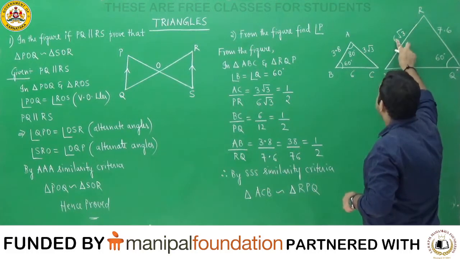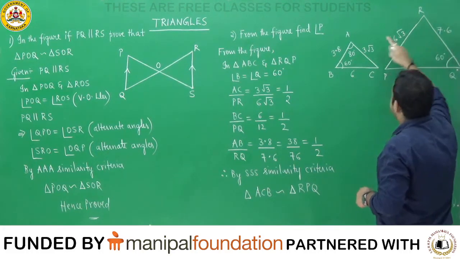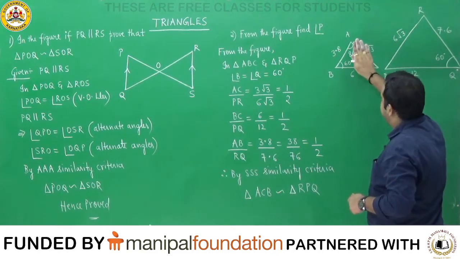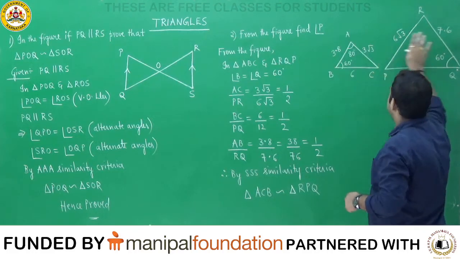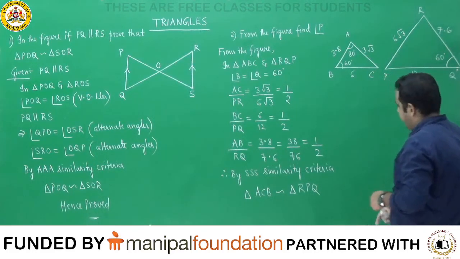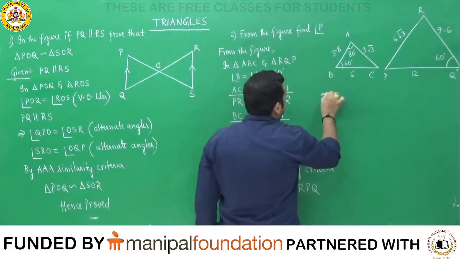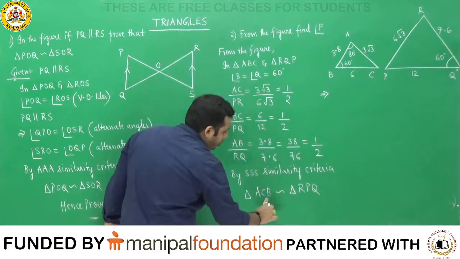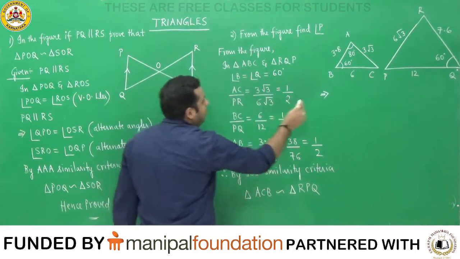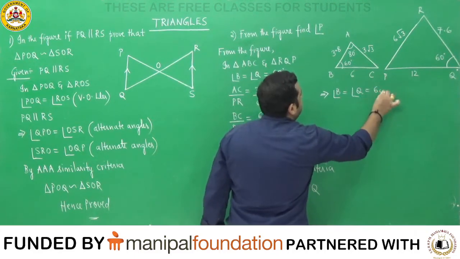This 3 root 3 and 3 root 3 will match, 6 and 12 will match, 3.8 and this one will match. So when you turn this triangle like this, it will be of the form ACB, that is equal to triangle RPQ, right? This implies to me that angle B will be equal to angle Q. That is already told in the problem here. Angle B is equal to angle Q, that is equal to 60 degrees.